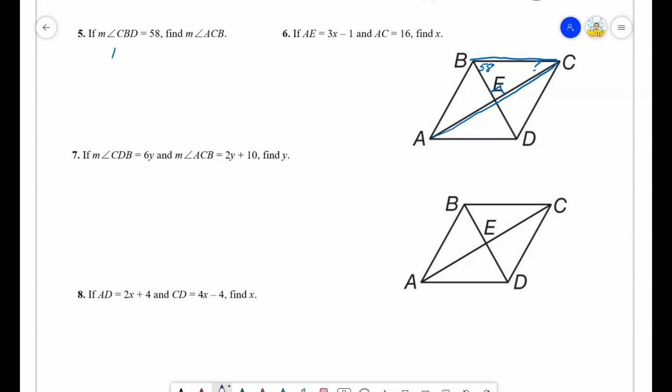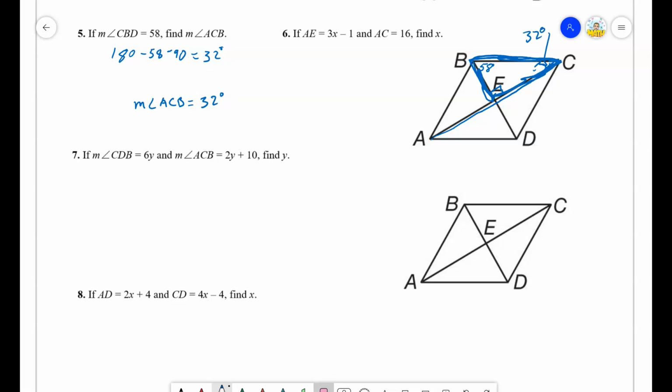So we know there's 180 degrees in this triangle. Let's focus in on this triangle right here. There's 180 degrees in it, and I have two angles already living in there. One of them is 58, the other is 90. We subtract those two from 180, and we would get 32 degrees. Okay, so that's this angle in here. A to C to B would be 32 degrees in there.